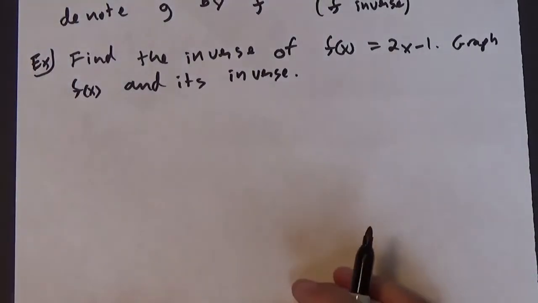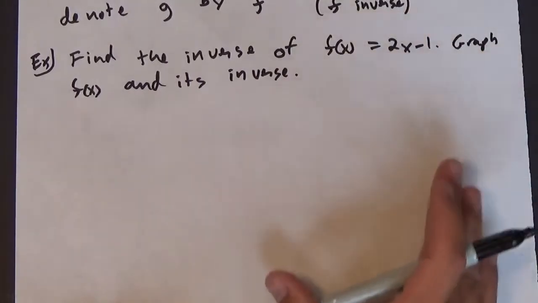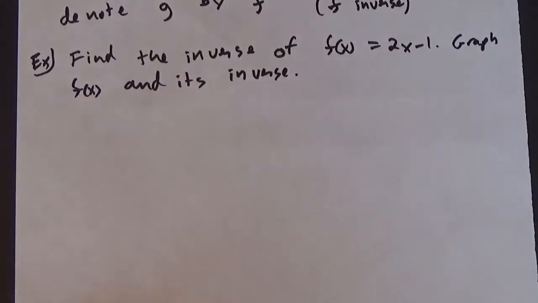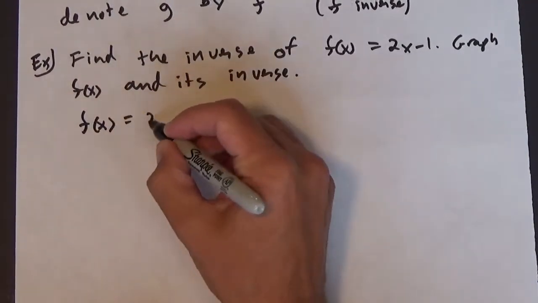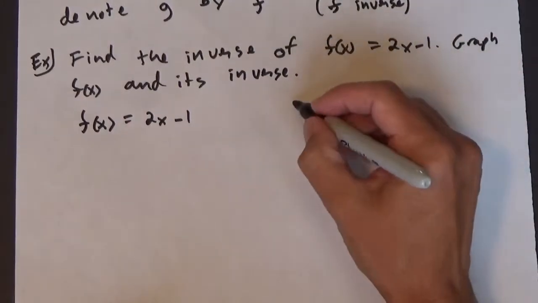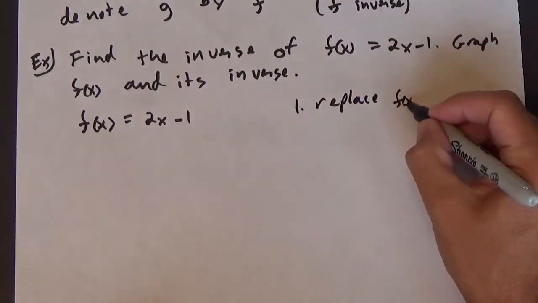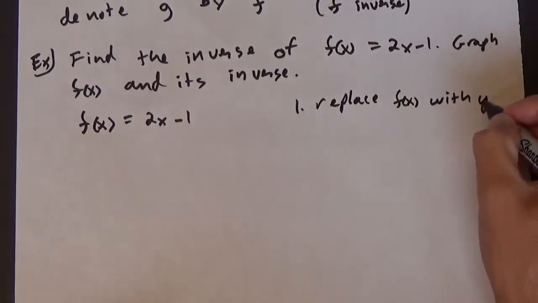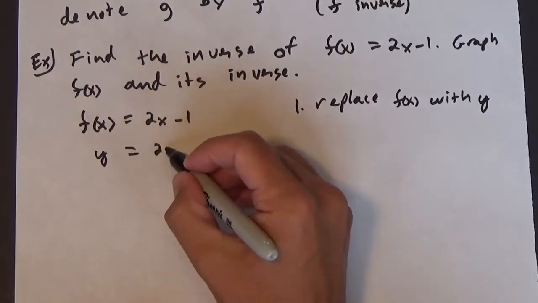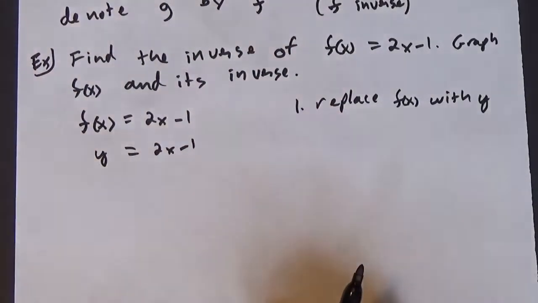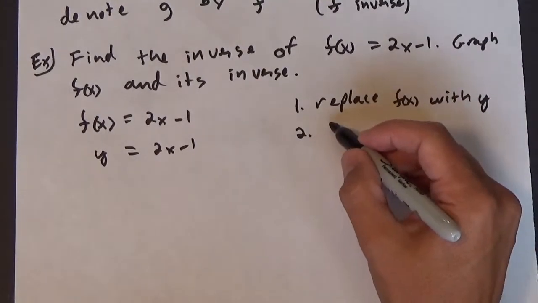All right, so let's look at the process. There are basically 4 steps that we need to perform in order to find the inverse. So we start with f of x equals 2x minus 1. Step 1, we're going to replace f of x with y. So that's easy enough. Here's f of x, we replace it with y. y equals 2x minus 1. Step 2, we're going to interchange x and y.